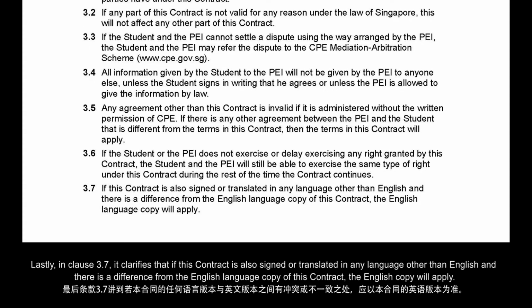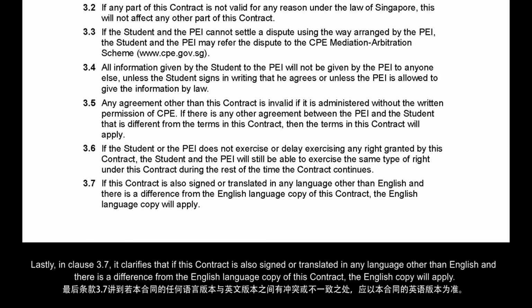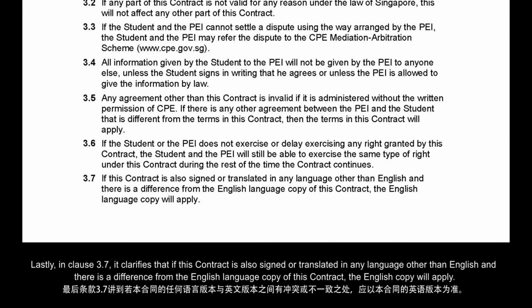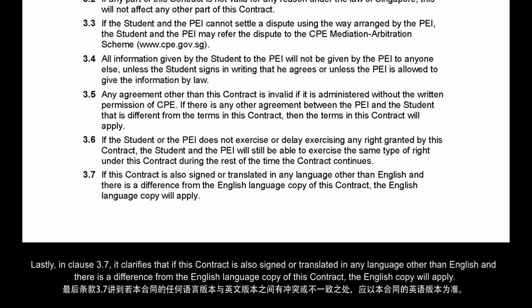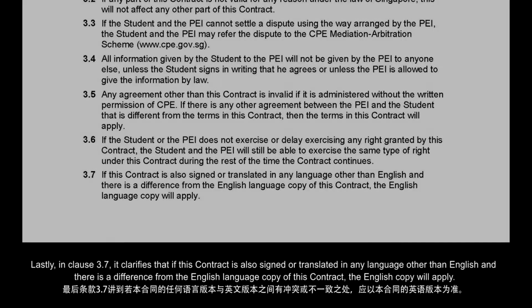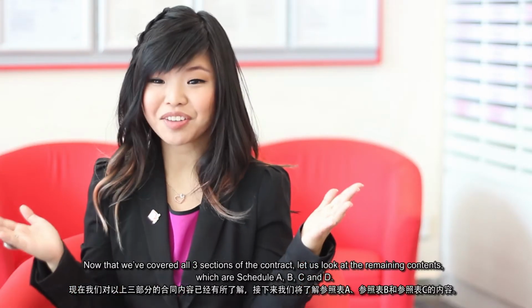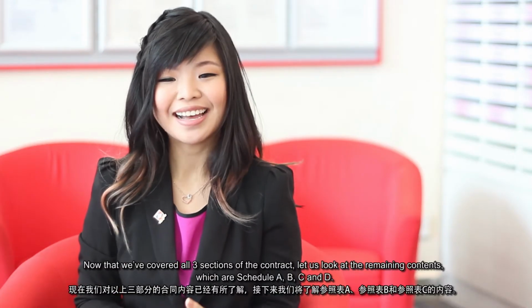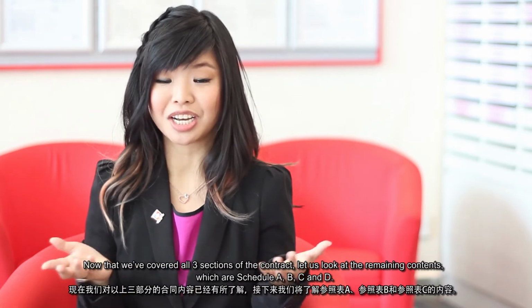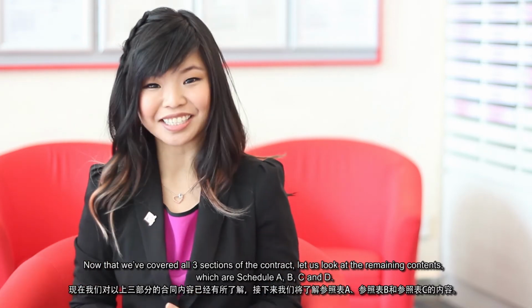Lastly, in clause 3.7, it clarifies that if this contract is also signed or translated in any language other than English, and there is a difference from the English language copy of this contract, the English copy will apply. Now that we've covered all three sections of the contract, let us look at the remaining contents, which are Schedule A, B, C, and D.